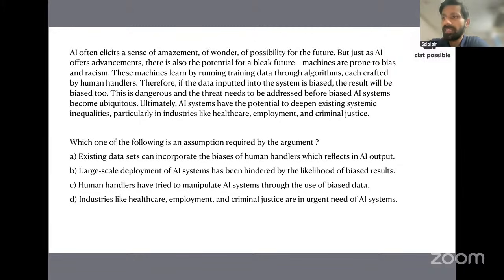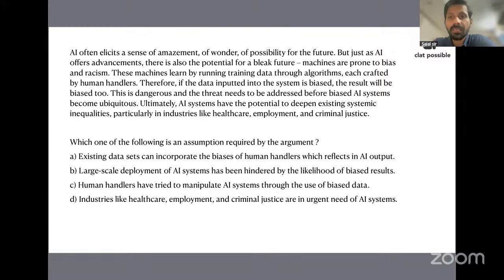Okay. Therefore, if the data inputted into the system is biased, the result will be biased too. This is dangerous and the threat needs to be addressed before biased AI systems become ubiquitous. Ultimately, AI systems have the potential to deepen existing systemic inequalities, particularly in industries like healthcare, employment, and criminal justice. Right? So we understand that argument. Now, which one of the following is an assumption required by the argument?